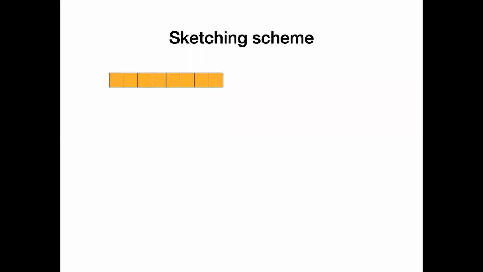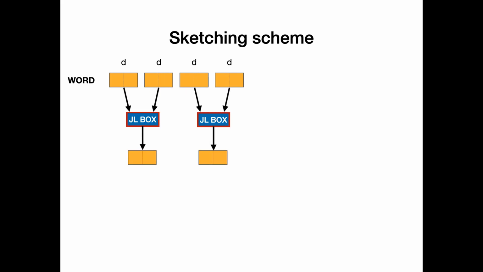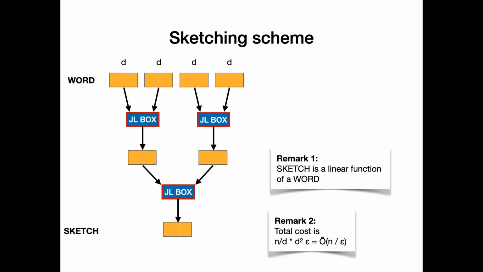And now, if we have a long word, what we do is we just chop it into pieces of length d, and then we apply those black boxes. So we have n over d chunks of length d, and then after a first layer of computation, we have half of those. After the second layer, we have even less.